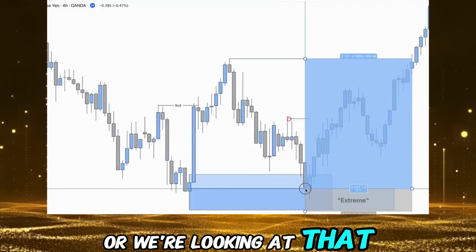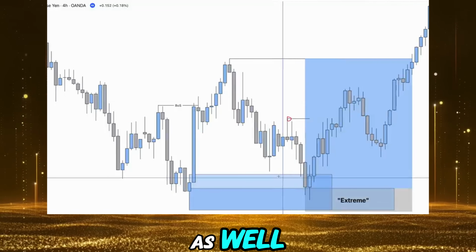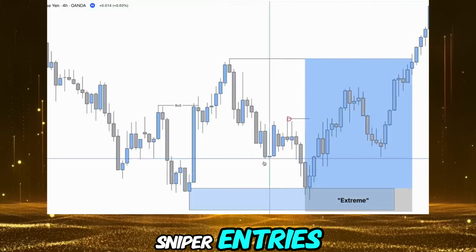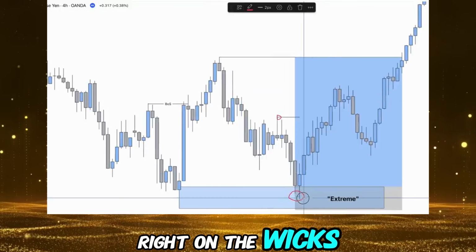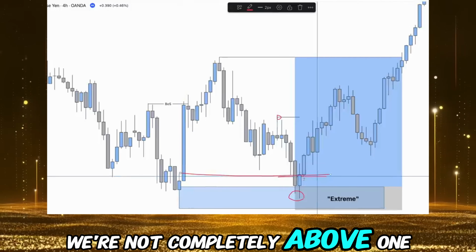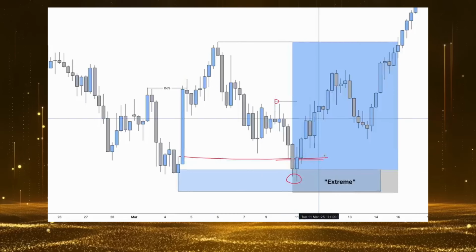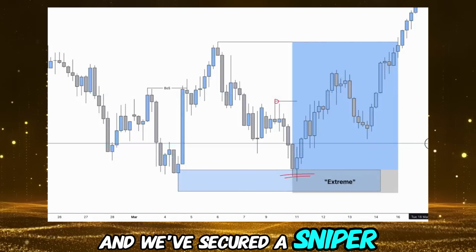Or we're looking at that 5.58% return with refinement, which, as you can see as well, is where we get those sniper entries, because what we've actually done is managed to secure an entry right on the wicks. We're not halfway through the candle bodies. We're not completely above one of the candle bodies as we would be if we'd entered off the 4-hour zone. We've captured the wicks and we've secured a sniper entry.